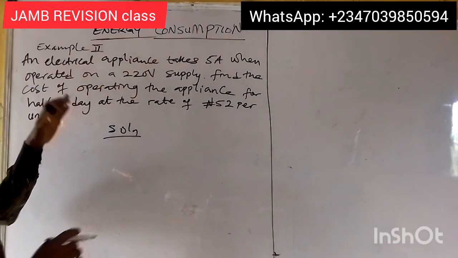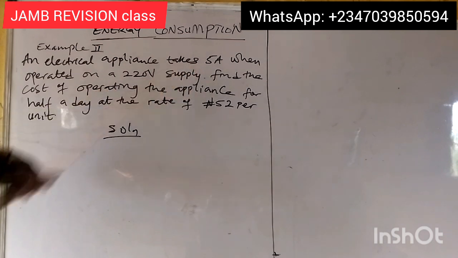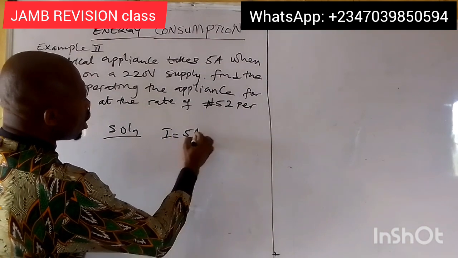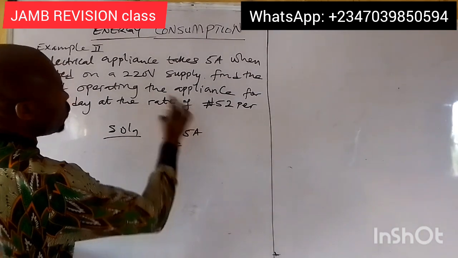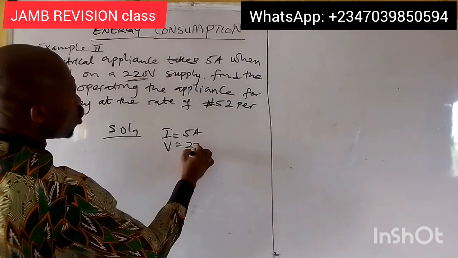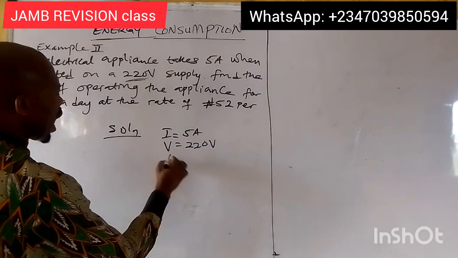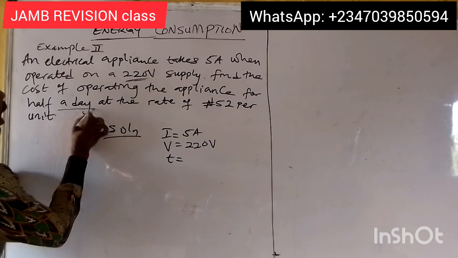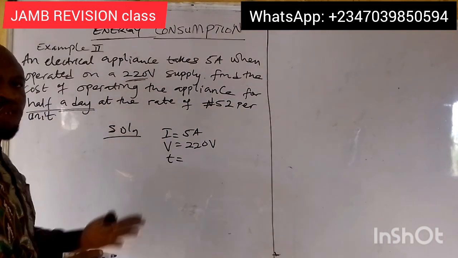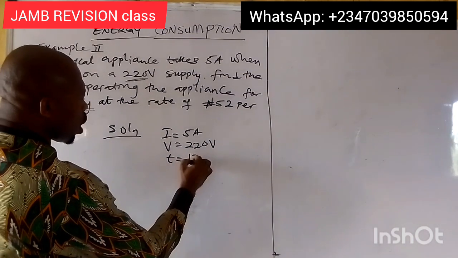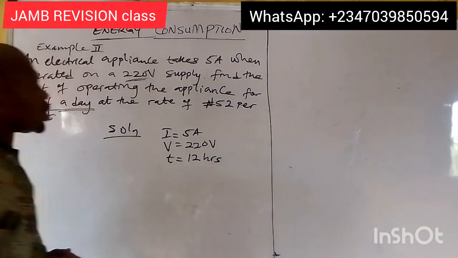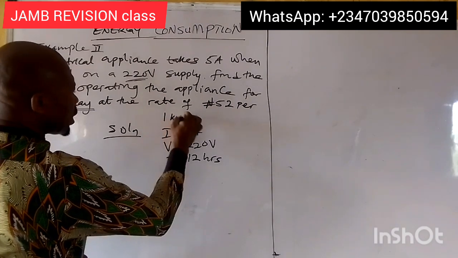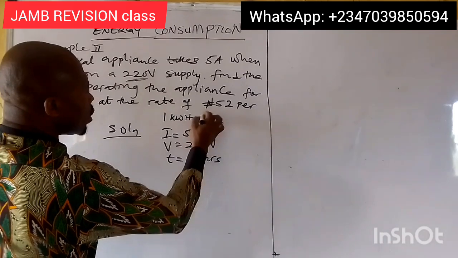Here we have from this, if it takes 5 ampere, that means the current is 5 ampere. Now the voltage, the potential difference here, is 220 volts. Now the time taken, they said find the cost of operating the appliance for half a day. And of course, 1 day is 24 hours. Now half a day is 12 hours. Now the cost of running it, that is 1 unit or 1 kilowatt hour, costs 52 naira.